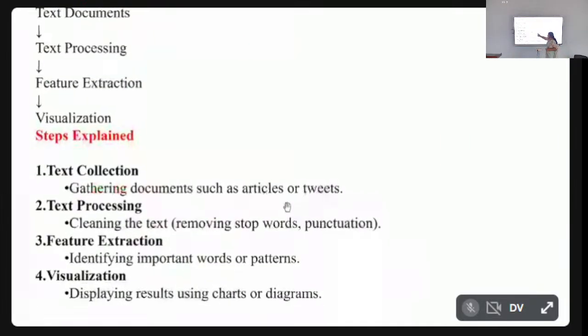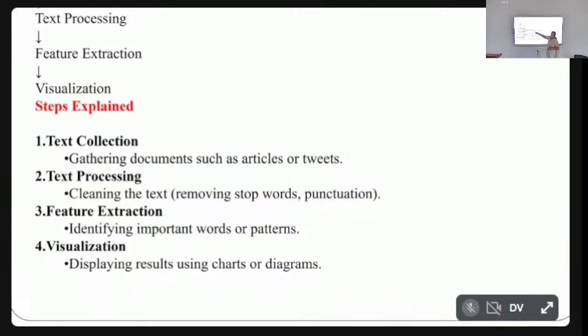So all that is about that. See, text collection means what? You are gathering all the documents, right? Whatever is required there. Text processing means you are cleaning the text. Cleaning means removing all the unwanted things, like stop words or punctuations. Stop words means whatever is not required. Some punctuation marks, that is comma, semicolon, all those will be removed. And next one, feature extraction means identifying important words or patterns. The pattern I said is either it should be 4 runs or 6 runs. Next, displaying results using charts or diagrams. Just put this one, this is important.